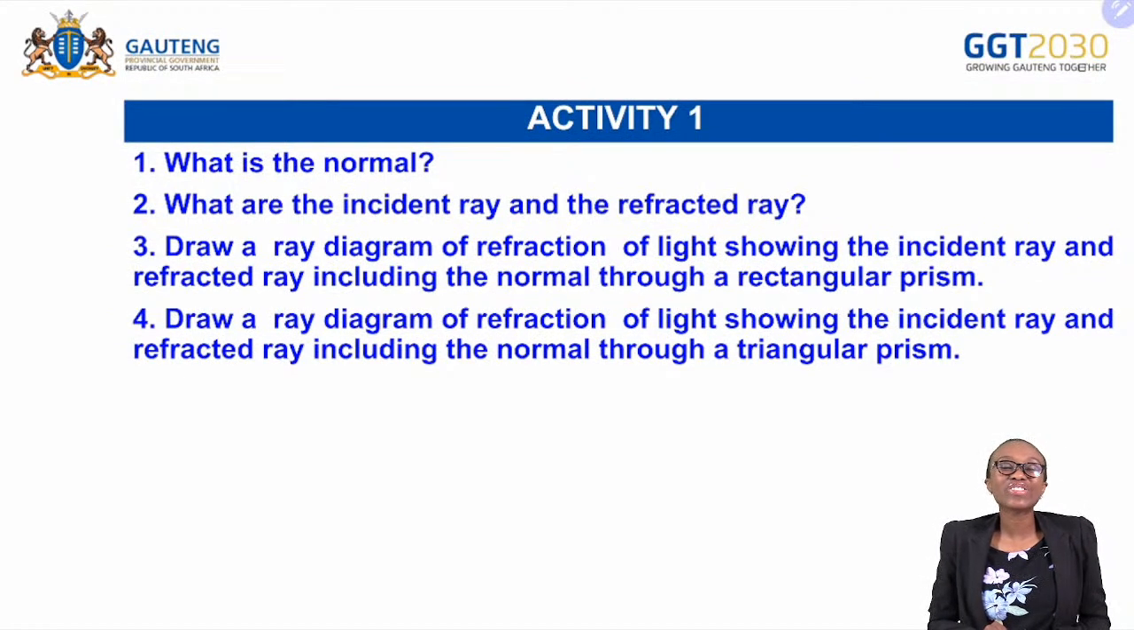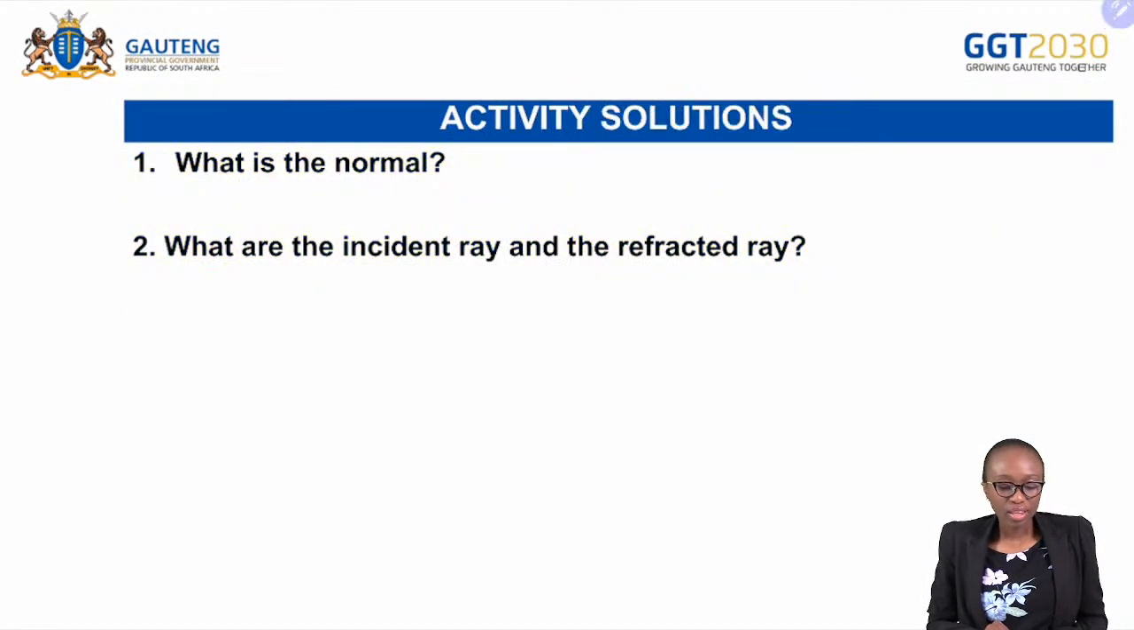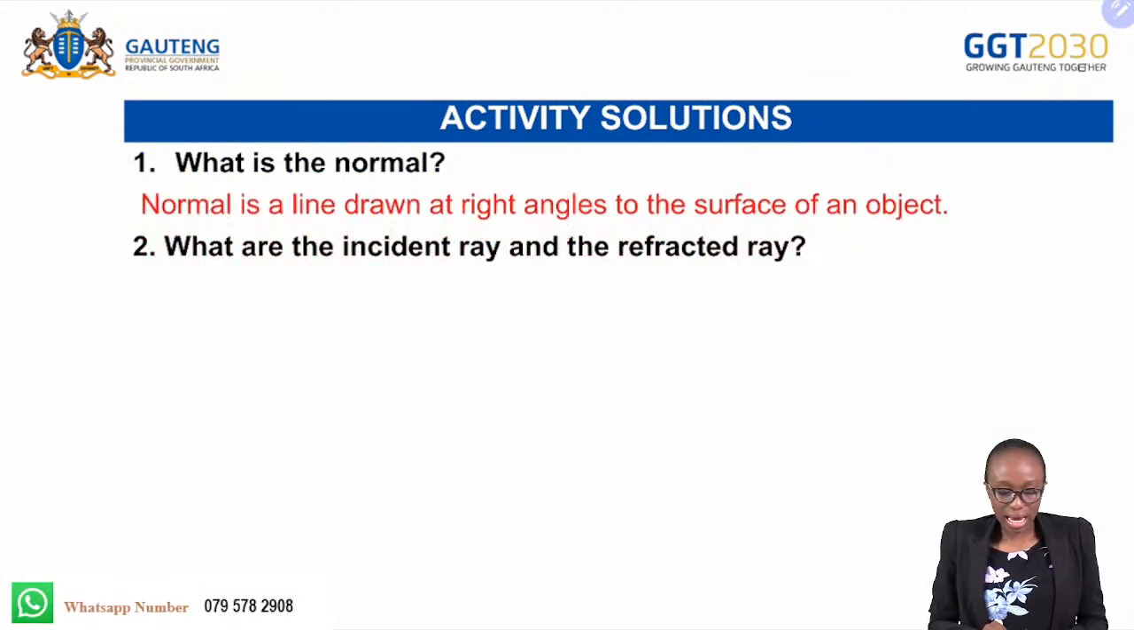Welcome back. Now let's do the corrections together. The first question was, what is the normal? The normal is a line drawn at right angles to the surface of an object.